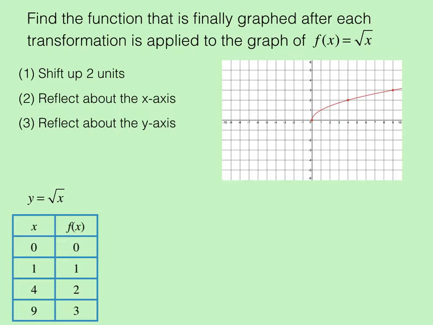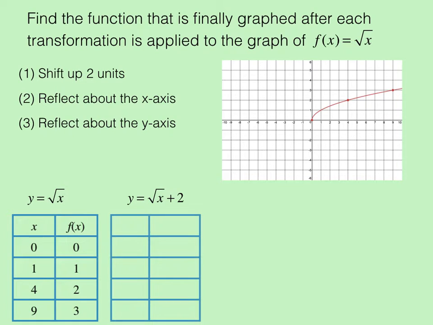Now the first thing we want to do for transformation's sake is to shift it up 2 units. So symbolically, it looks like the square root of x plus 2. In the table, we can take all of the x values, keep them the same, and add 2 to the corresponding y values. So at x equals 4, y will equal 4. At x equals 9, y will equal 5.